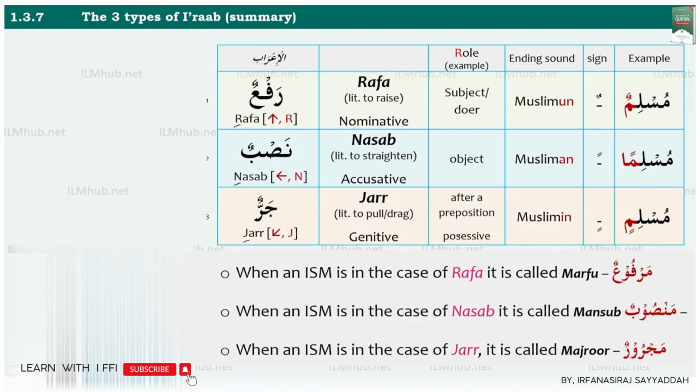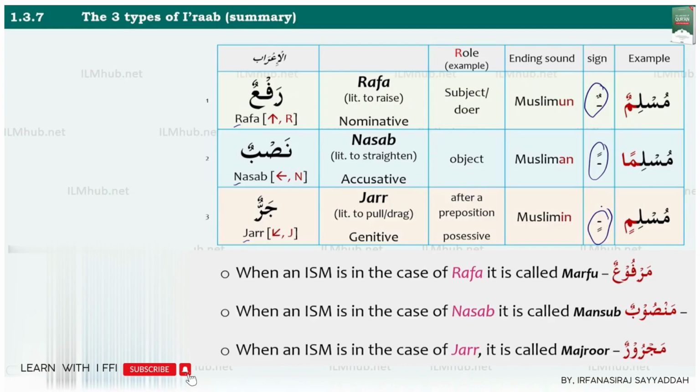So that summarizes the topic we've been discussing so far: role, i'rab, category, and expression. Of course, muslimun, musliman, muslimin, expression through tanween. And this is the same example that you can see illustrated here on the screen. So when an ism is in rafa status, case, or whichever word you want to use, it is said to be marfu'. So again, another terminology for you: when it is nasab, we call it mansub. When it is jar, we call it majroor. So these are the few points of terminology that we will use throughout the course.